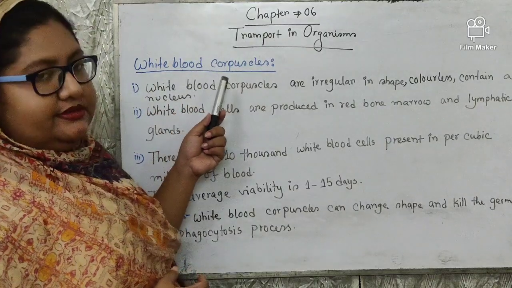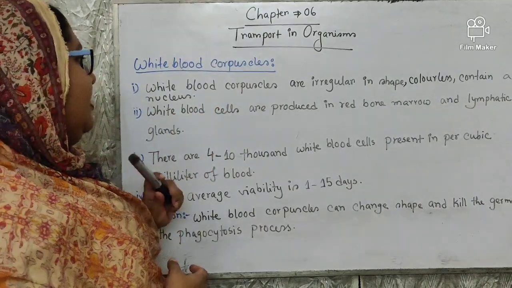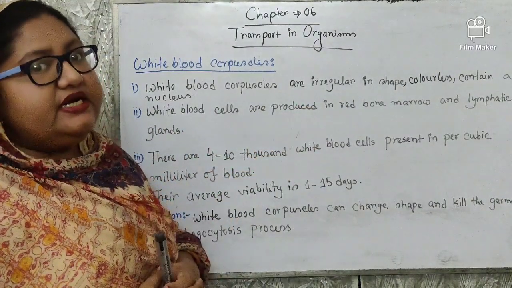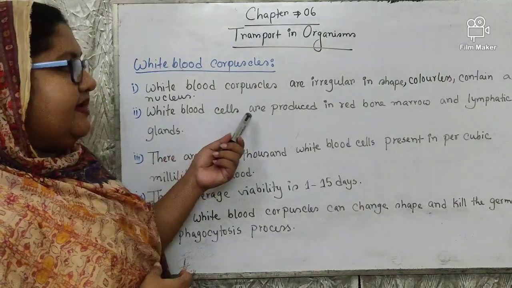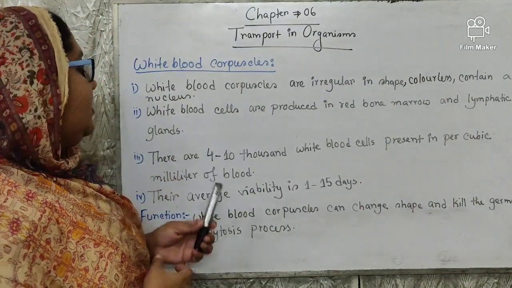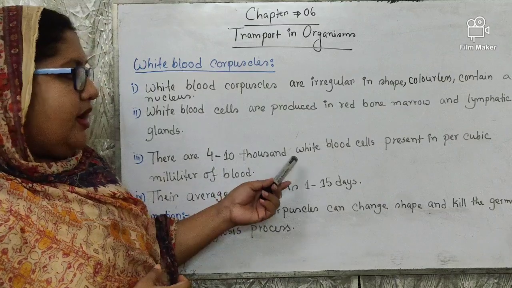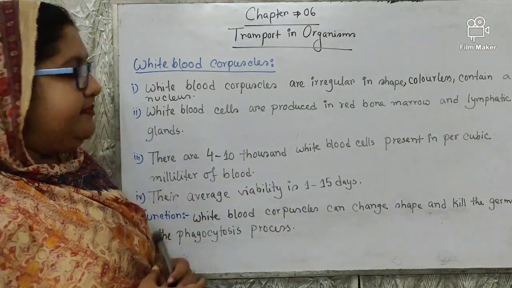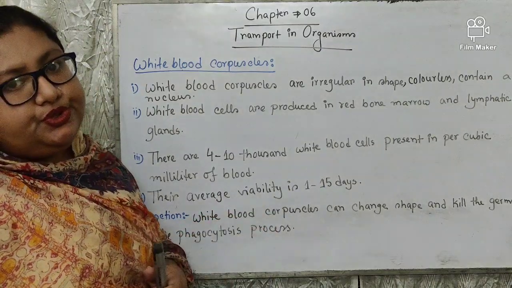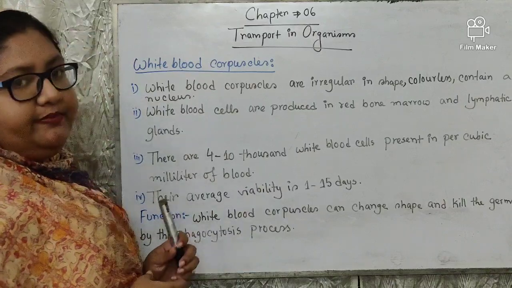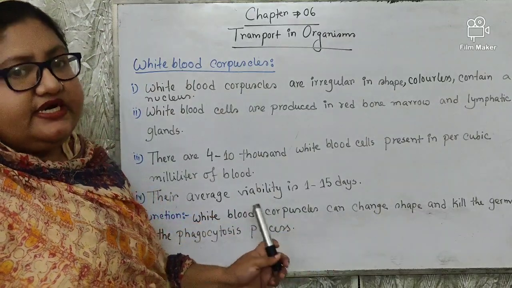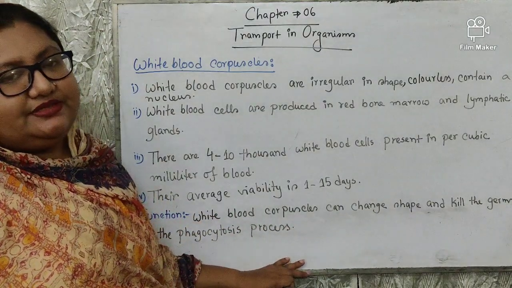The white blood corpuscles. The characteristics of white blood corpuscles are: white blood corpuscles are irregular in shape, colorless, and contain a nucleus. White blood cells are produced in bone marrow, red bone marrow, and lymphatic glands. There are 4 to 10,000 white blood cells present per cubic millimeter of blood. Their average viability is 1 to 15 days. Now, the function of white blood cells. White blood corpuscles can change shape and kill the germs by the process of phagocytosis.